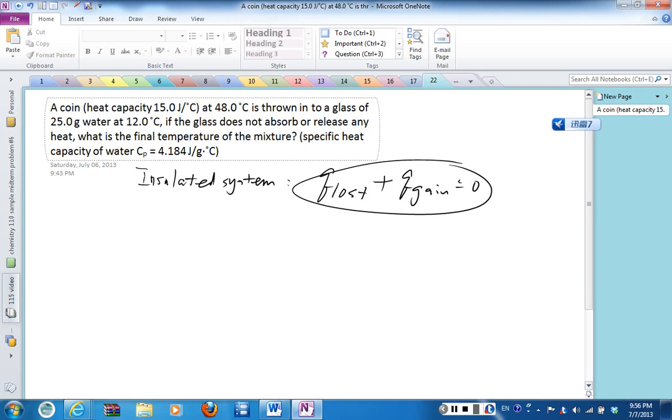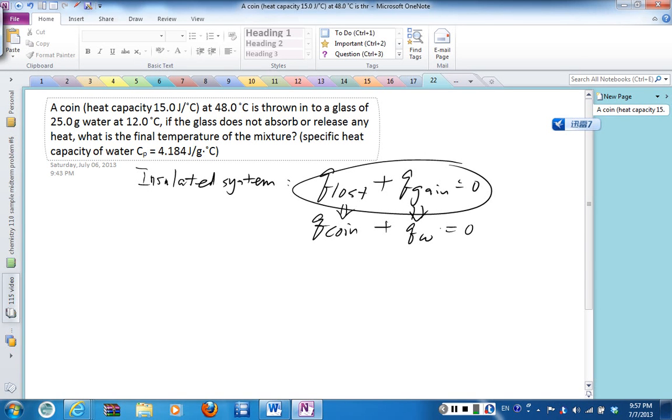Now, the glass didn't do anything, so we can exclude it from our system. And that makes things pretty simple. We have a coin that lost heat, and we had some water that gained heat. And whatever amount of heat the coin lost must be all absorbed by water. And the total of it, one positive absorbing, one negative losing, equal to 0.